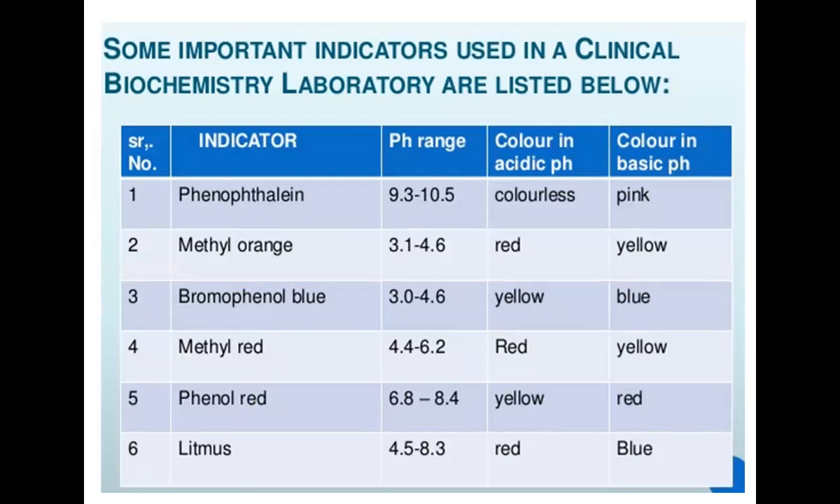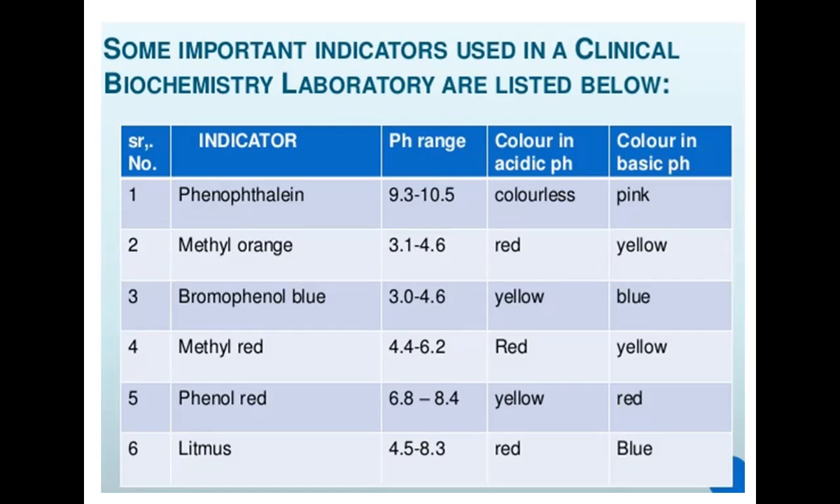These are the names of a few indicators which are used in our biological laboratory. First of all, phenolphthalein. Here the pH range is 9.3 to 10.5. The color in acidic medium is colorless, but in basic solution it shows pink color. Similarly, methyl orange works within the pH range 3.1 to 4.6. The color in acidic pH is red, and in basic pH it is yellow.